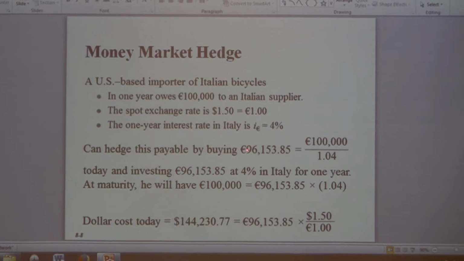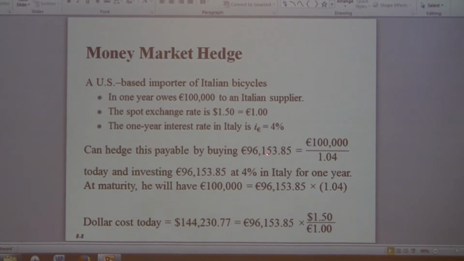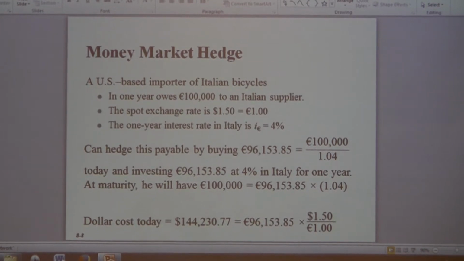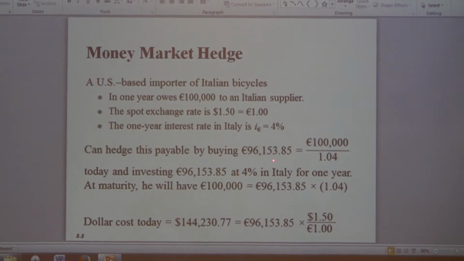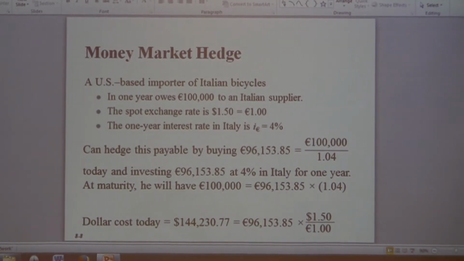So the present value of that is going to be 96,153.85 euros. So in this case, what you do is you buy 96,153.85 euros at the current exchange rate.